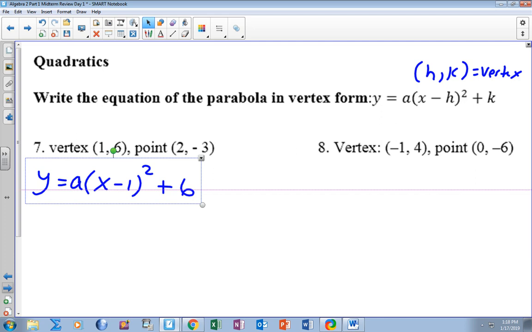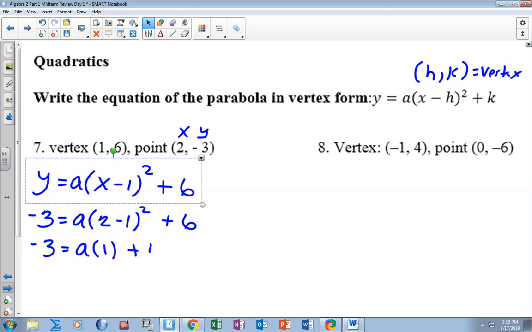In order to find the a value, I'm going to use this point that they gave me. I'm now going to plug in that point for x and y. So we say -3 equals a times 2 minus 1 squared plus 6. Then I'm just going to do the math. So -3 equals a times 1 squared, which would be 1, then plus 6. Subtract 6 from both sides, and you get -9 equals your a value.